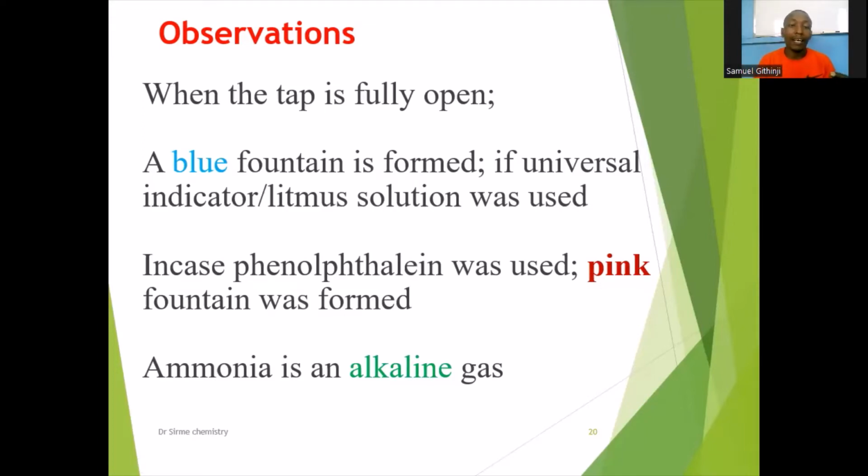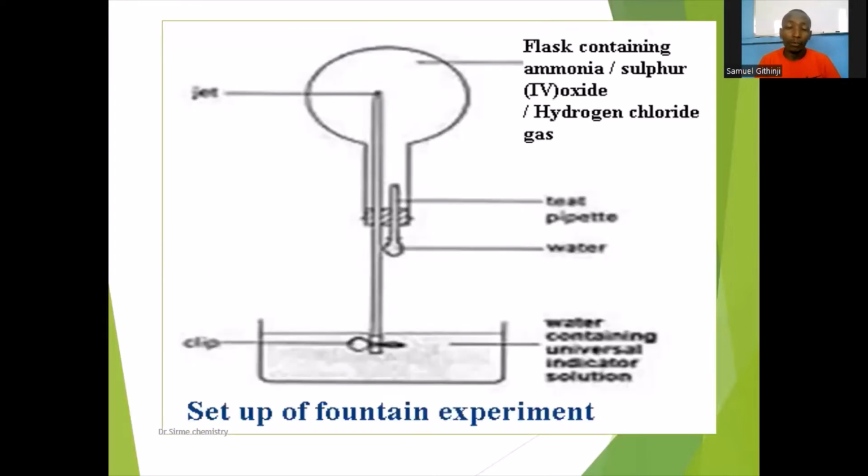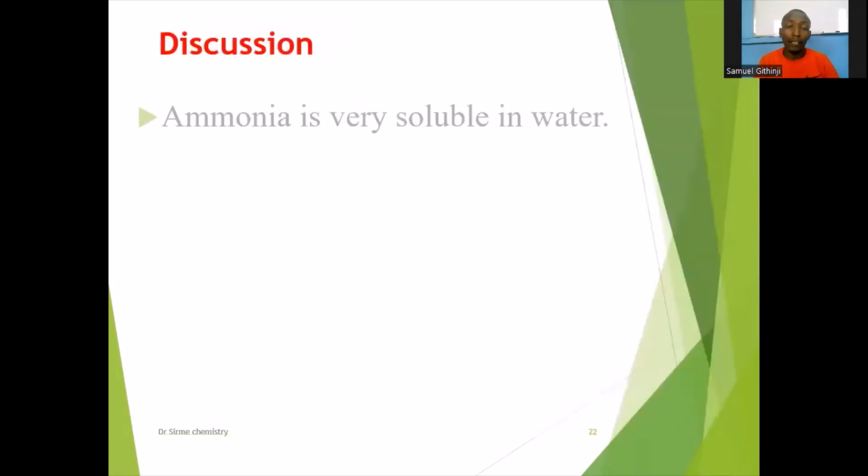In case you're using phenolphthalein, you're going to observe a pink fountain there. Remember, ammonia is alkaline, so the color of the indicator will just be dictated by the fact that ammonia is alkaline. So blue in universal indicator or litmus solution, pink if you're working with phenolphthalein. That is an experiment you can just try. Even for sulfur oxide or HCl gas, you can have it.